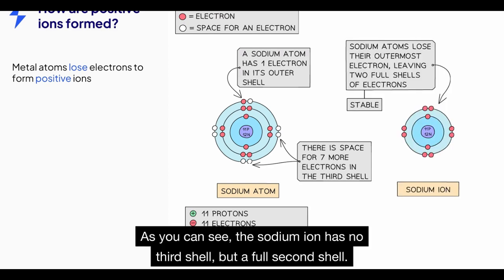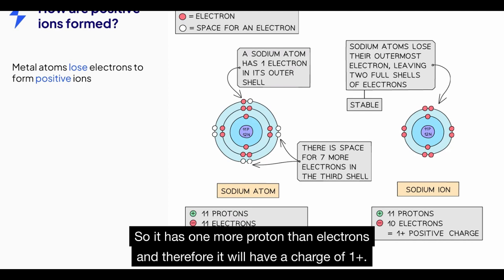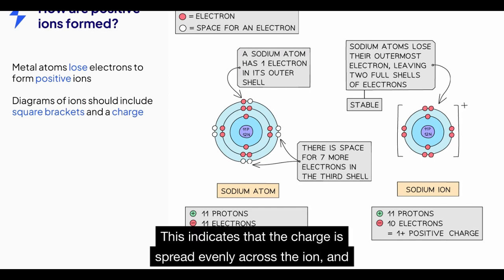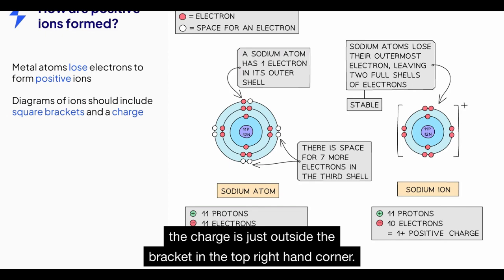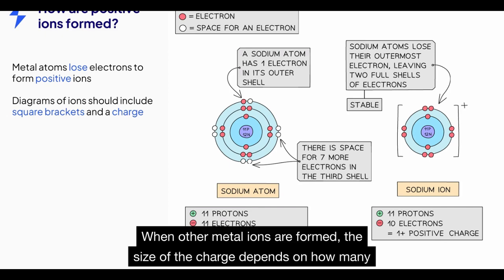As you can see, the sodium ion has no third shell, but a full second shell. It still has 11 protons, but now it only has 10 electrons. So it has 1 more proton than electrons, and therefore it will have a charge of 1+. We show the charge by putting square brackets around the ion. This indicates that the charge is spread evenly across the ion, and the charge is just outside the bracket in the top right-hand corner.